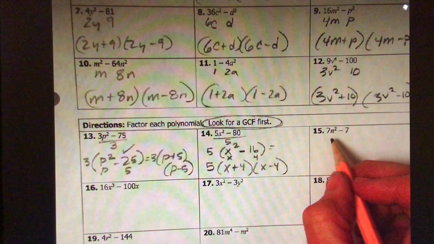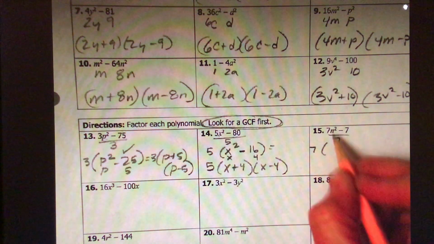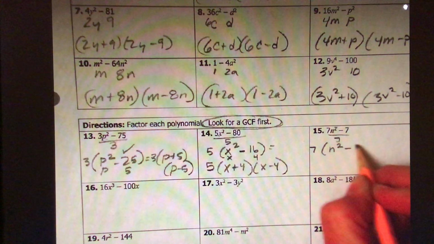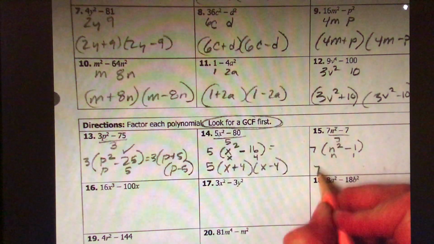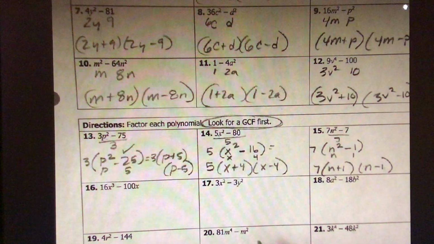7, I'm going to pull out my 7. So 7, pull it out. I've got my n squared left over, and I've got 7 divided by 7 is 1. These are both square numbers. I've got n and I've got 1, so 7, n plus 1, n minus 1. Maybe I'll do 3 more.